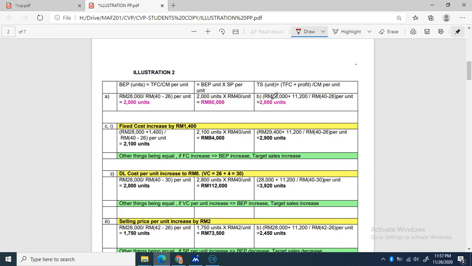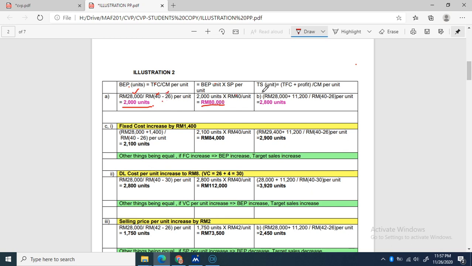Okay, so A, to get the BEP in unit, total fixed cost 28,000 divided by selling price minus variable cost to get contribution margin per unit. So the total units of BEP is 2,000 units. So this is BEP in unit. BEP in RM, okay, we take the BEP in unit here, times the selling price, 40 ringgit per unit, you get 80,000. So this is the answer for A, BEP unit, BEP in RM.